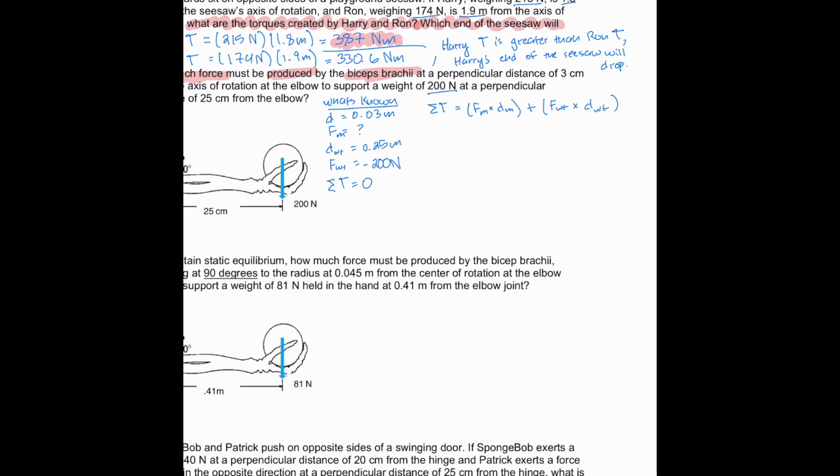Then we simply plug in what we already know and what we need to find. We mentioned that the sum of torque is 0. The force produced by the muscle is not given, so this is what we're going to be looking for today. But the distance is given, so we plug that in: 0.03 meters. And then we add the force of the weight, which we mentioned is negative 200 newtons, times the distance from the axis of rotation, which is the elbow, being 0.25.